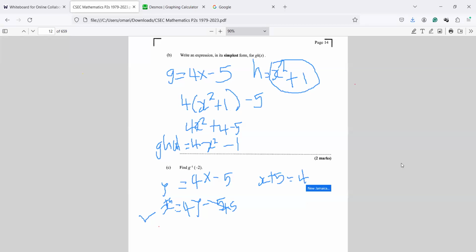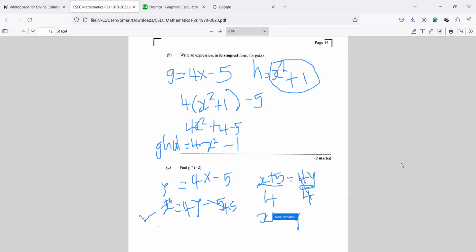Now we need to get rid of whatever is attached to the y. In our case, it's a 4. So it's being multiplied, so we need to do the opposite. Opposite of multiplication is division, so we're going to divide by 4. And remember, once you do it to one side, you have to do it to the other side. So this will cancel, and y is going to be equal to x plus 5 over 4.